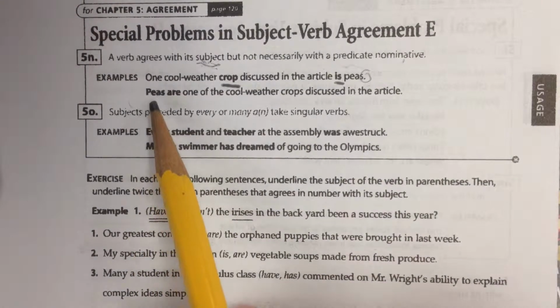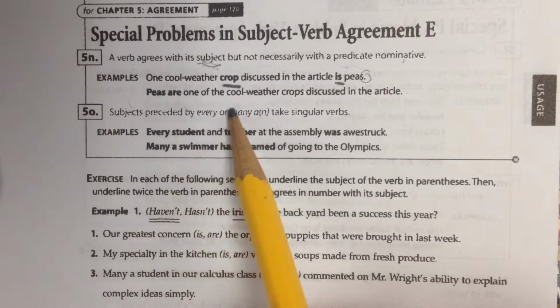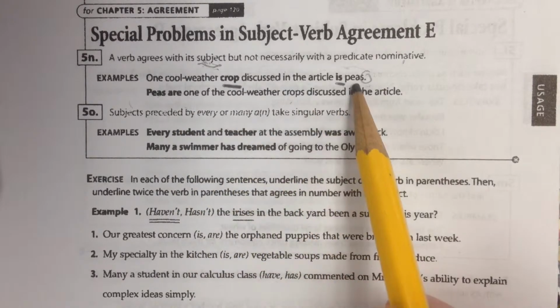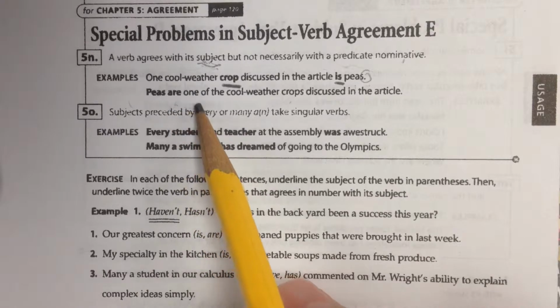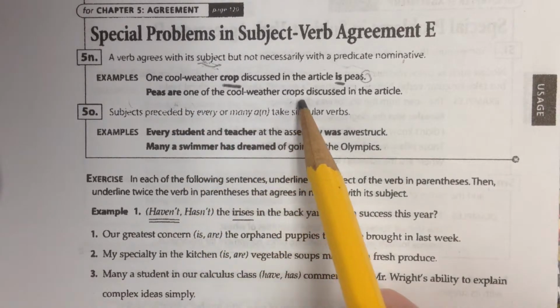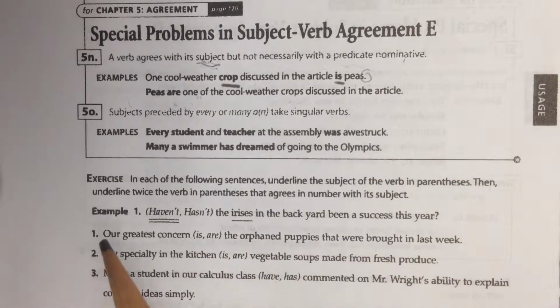And then also, here's another one. Peas are one of the cool weather crops. So if you flip-flop it and make peas the subject, then yeah, the verb changes to be plural. But the one of the cool weather crops discussed, the one here is still singular.